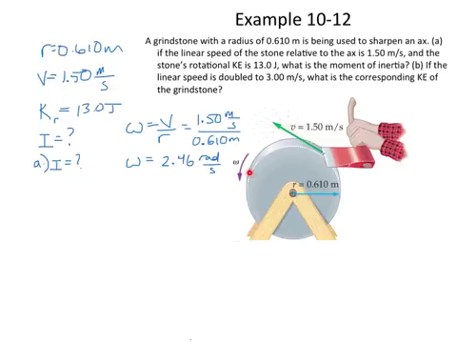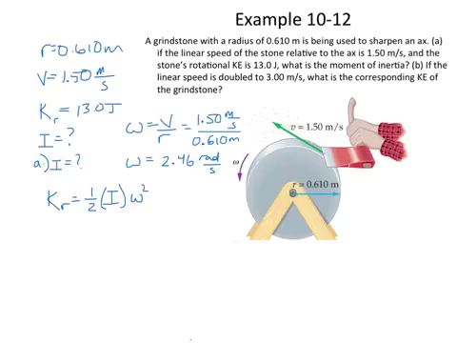All right, so we want to know what the moment of inertia is. Well, we have an equation that relates moment of inertia to rotational kinetic energy. Rotational kinetic energy equals 1/2 I times our omega squared, right?